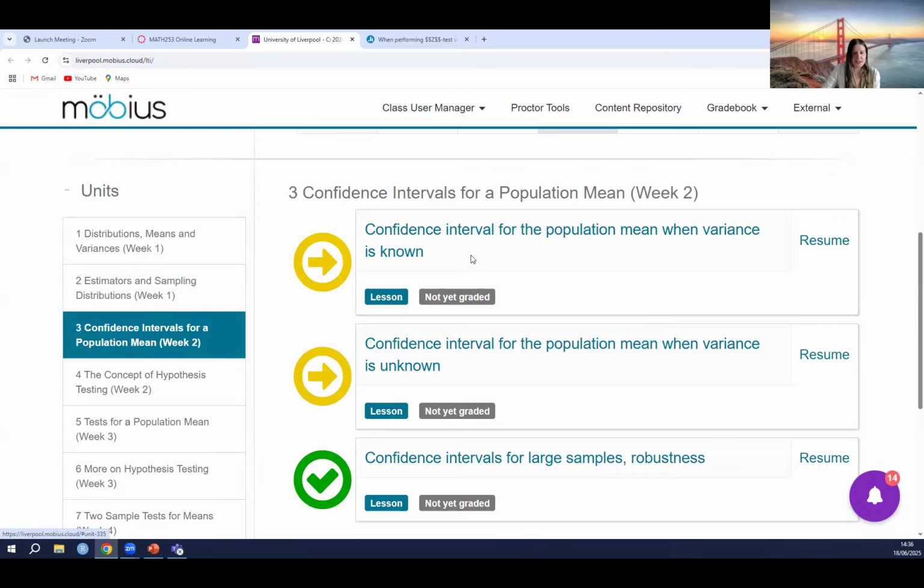Each unit consists of a few lessons, and the progress of the lessons is indicated by these squares. The yellow square with the arrow indicates it's in progress. The green tick means that it's completed. So I would like to now go into a lesson and show you specifically what it looks like.